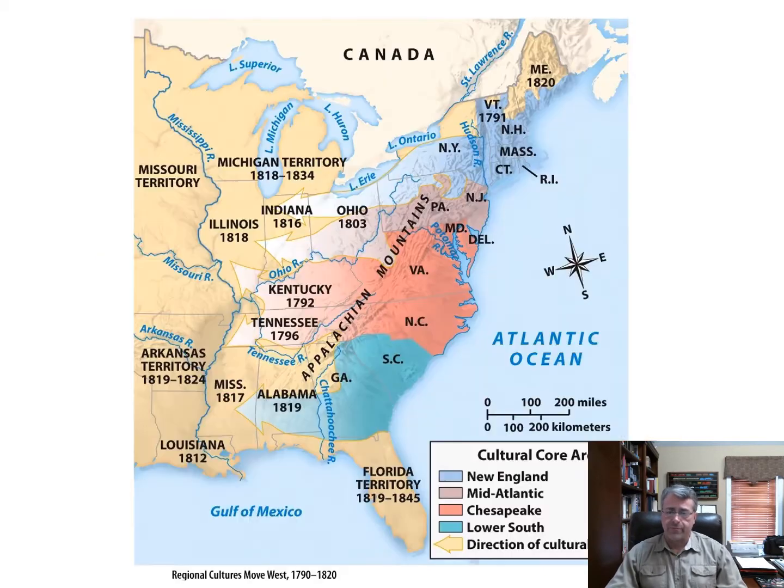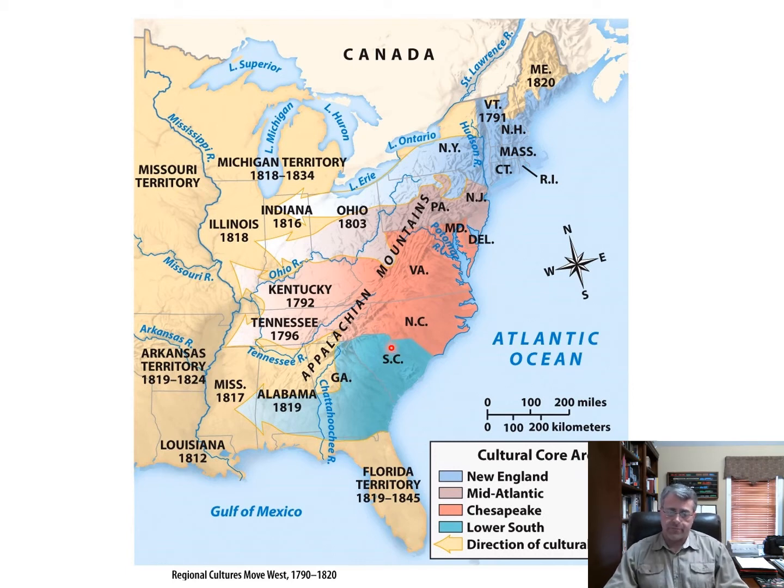One last point I want to make about settlement patterns. This ties into our overarching theme of regional divisions between North and South that will run through the whole semester. As settlers start moving onto the frontier in the late 1700s, early 1800s, we see a pattern start to emerge in terms of how culture is being spread into this territory as well.